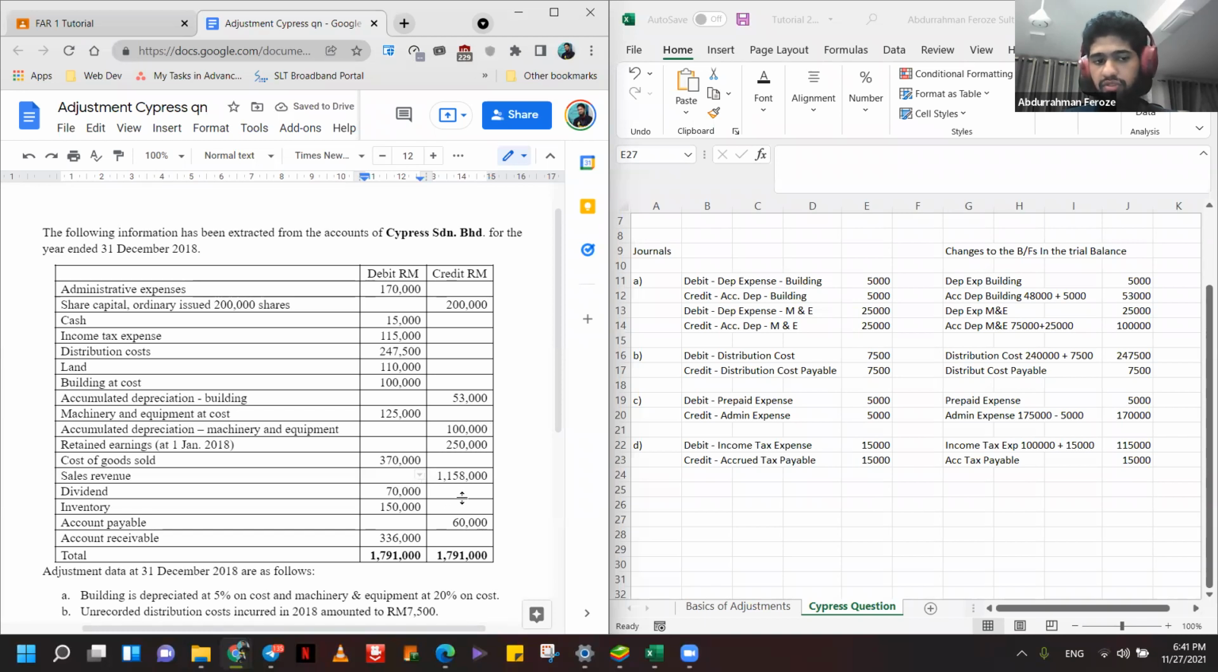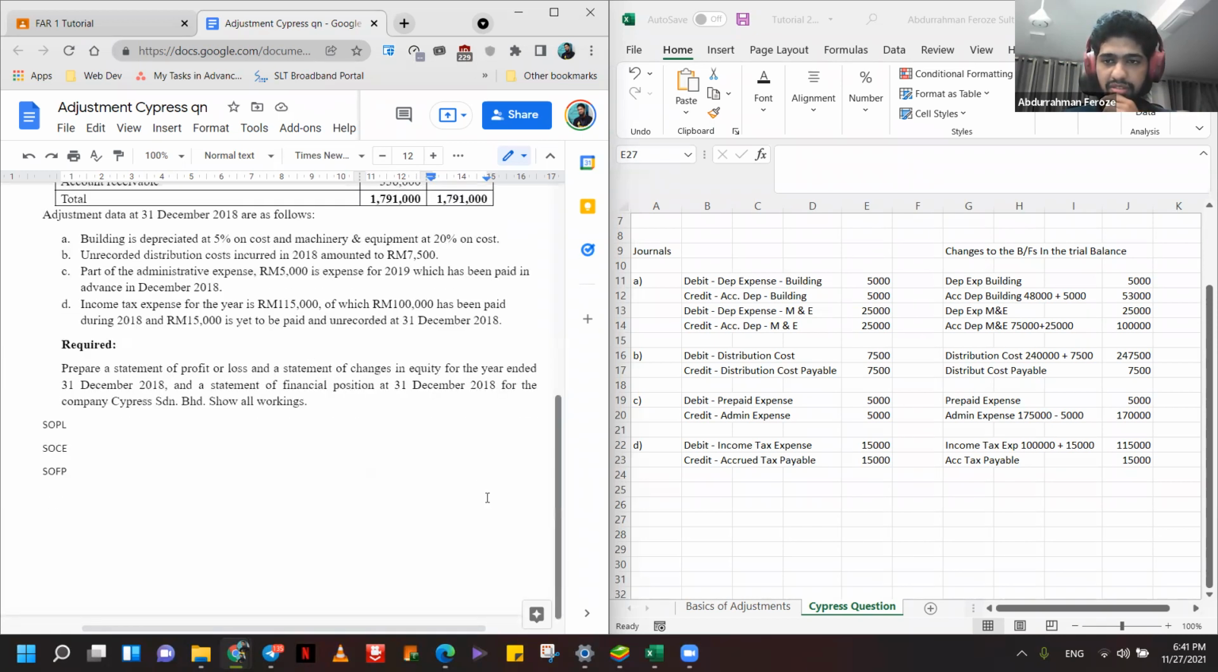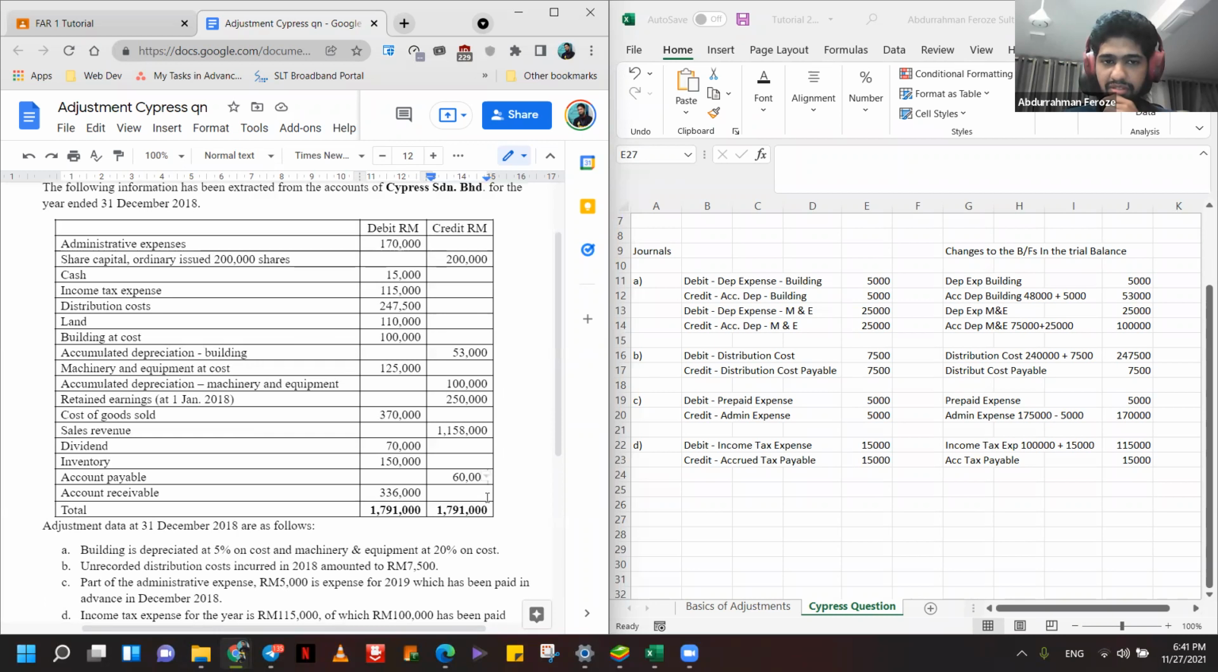Retained earnings, there is no change for that. Cost of goods sold, there's no change for that. Sales revenue, there's no change for that. Dividend inventory, no change. Okay, so are we done here with the adjusted trial balance? Have we adjusted the trial balance completely, or is there anything left to do? What do you guys think? Are we done here?